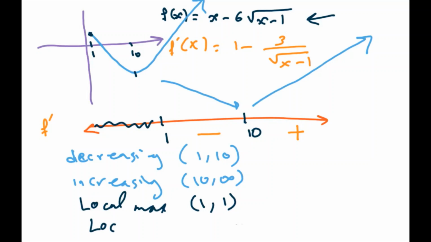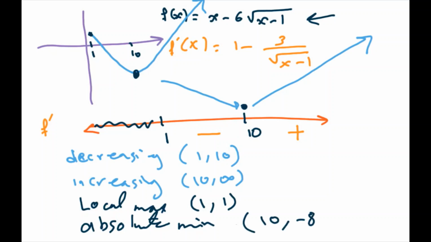And you will have this one here. It's an absolute minima at 10 and negative 8. Okay, guys, 10 and negative 8. So that's a local max, that's an absolute minima.